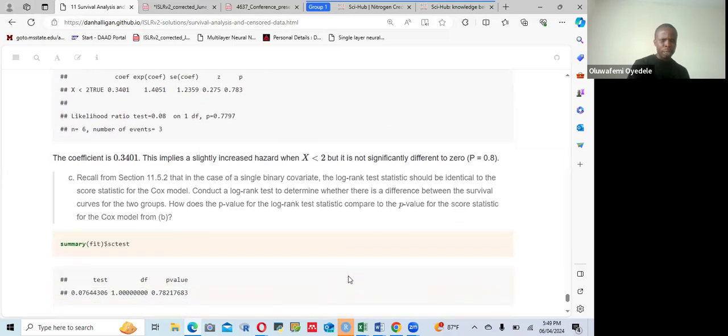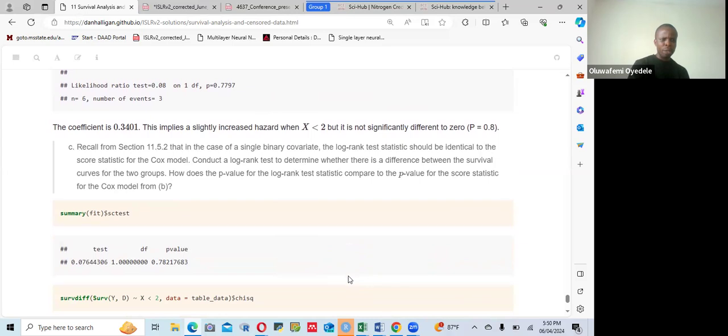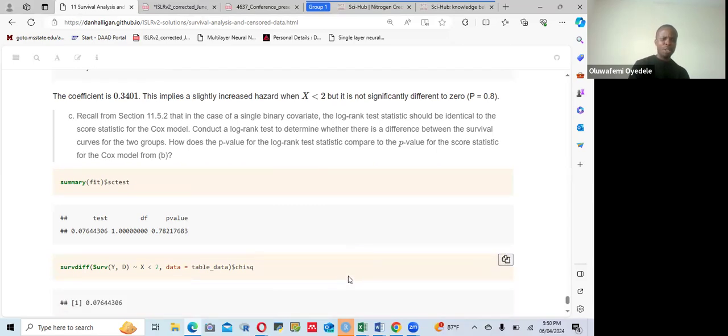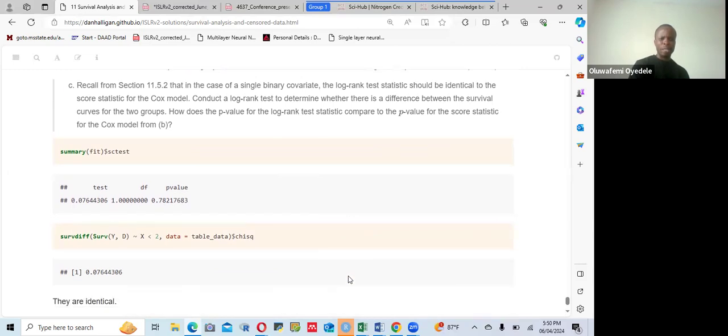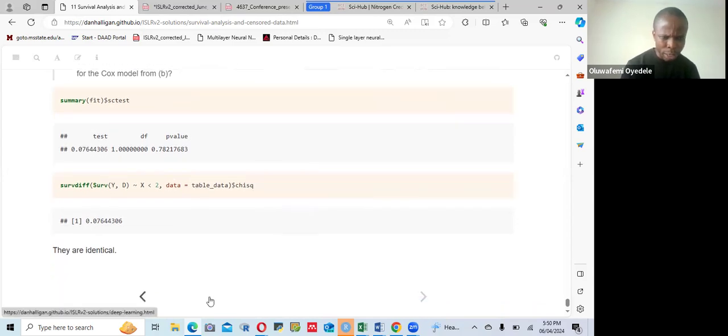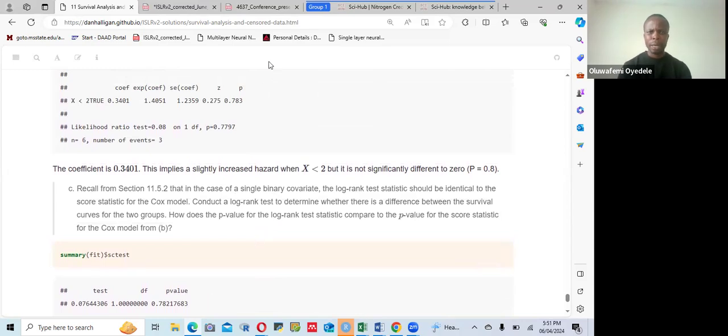Okay, so C says we should recall from section 11.5.2 that in the case of a single binary covariate, the log rank test statistic should be identical to the score statistic for the Cox model. We should conduct a log rank test to determine whether there is a difference between the survival curves for the two groups. How does the p-value for the log rank test statistic compare to the p-value for the score statistic for the Cox model from B? So here we have the summary. Here we have the test, the degrees of freedom, and the p-value. So we fitted the model and obtained the chi-square, which is 0.07. So here we can say that the two are identical.